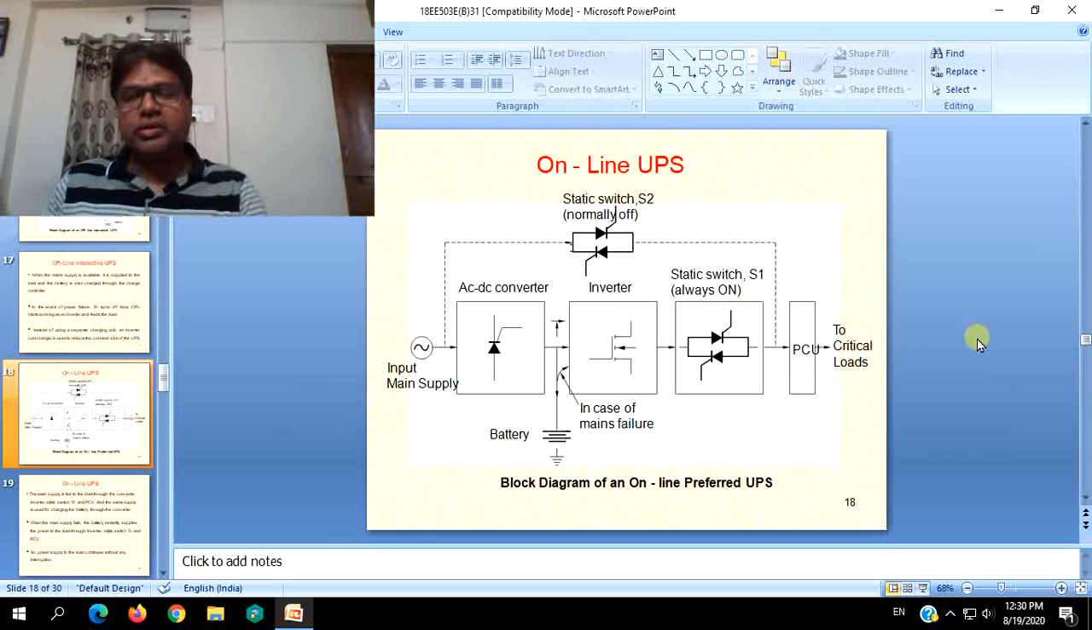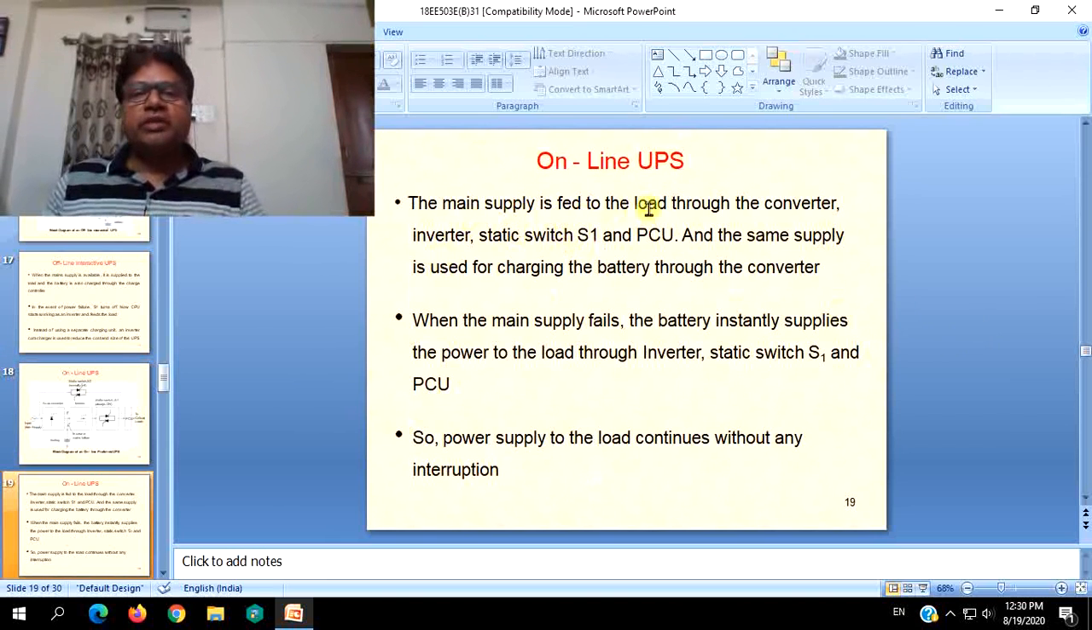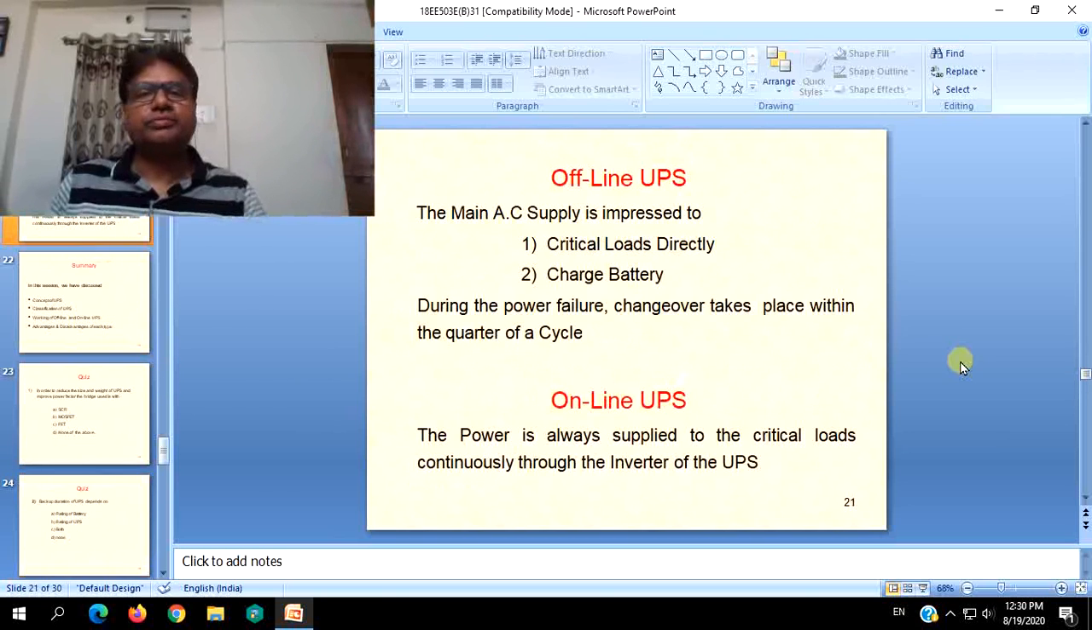So that is the operation of online UPS along with its advantages. Main supply is fed to the load through the converter, inverter, static switch S1 and PCU always, and the same supply is used for charging the battery also. When the supply fails, the battery instantly supplies the power, owing to its SOC, state of charge, to the load through the inverter, static switch S1 and PCU. So power supply to the load continues without any interruption. That is the advantage or beauty of this online UPS.